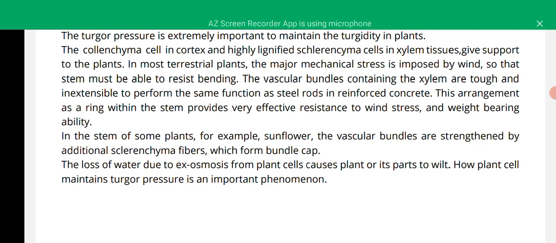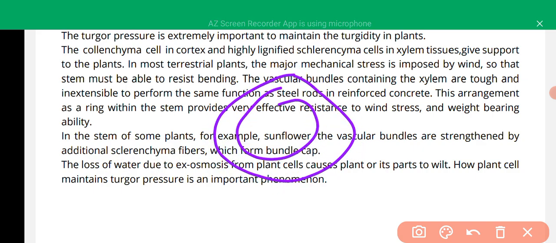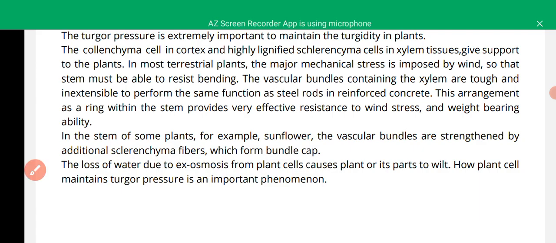And they form in rings. You know that in different seasons the pattern of growth is different. In summer the pattern of growth is different, and in spring the pattern of growth is different. This differential growth in different seasons produces rings in the xylem tissues, and these rings can be counted to calculate the age of the plant. They are tough and inextensible, performing the same function as steel rods reinforcing concrete.